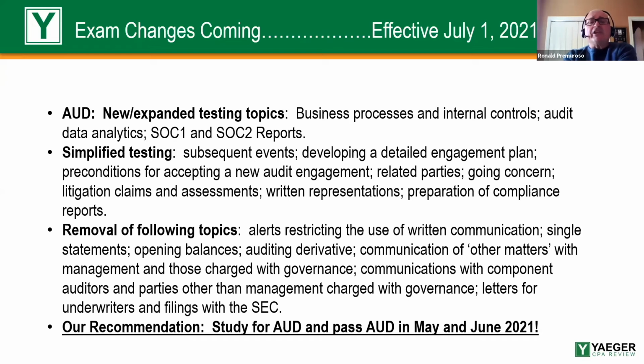There's actually SOC 1, 2, and 3, but the new blueprints only have SOC 1 and 2 in them for auditing. Okay, Phil, then there'll be some simplified testing. You can take a guess at that, but with regards to subsequent events, which to me is kind of surprising, right? Because subsequent events are pretty important in auditing, Phil, type 1 and type 2 subsequent events, but they're going to simplify that. They're not going to want you to know as much about developing a detailed audit engagement plan.